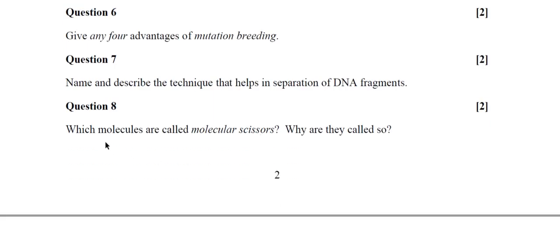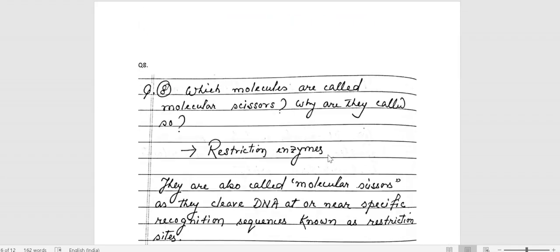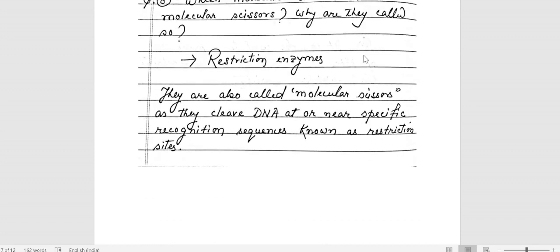Then question number 8, which molecules are called molecular scissors? So mainly the restriction enzymes are known as molecular scissors. And why are they called so? Restriction enzymes are called molecular scissors as they cleave DNA at or near specific recognition sequences, and that is known as restriction sites. So this is the answer for this question.